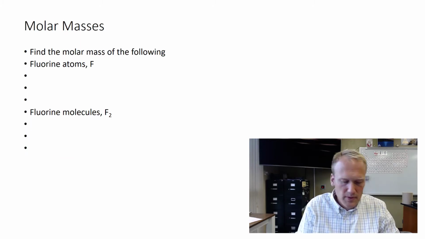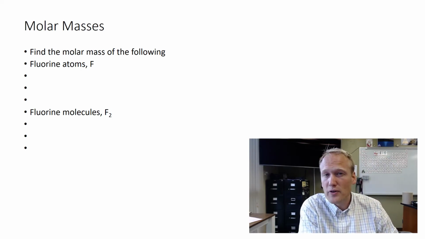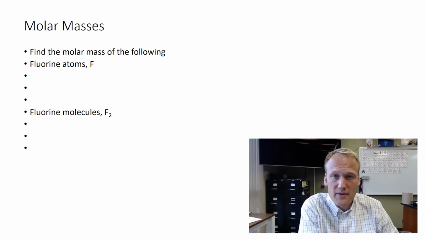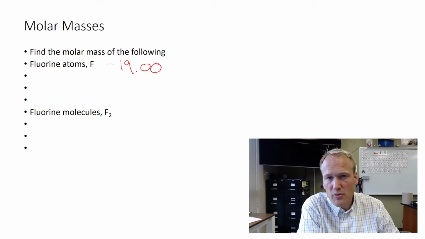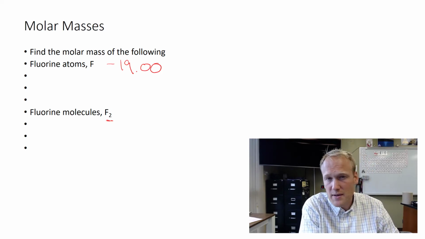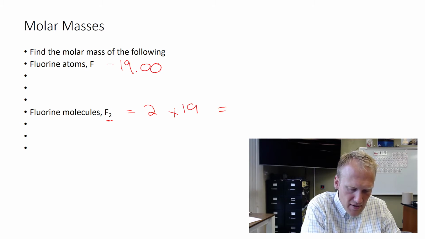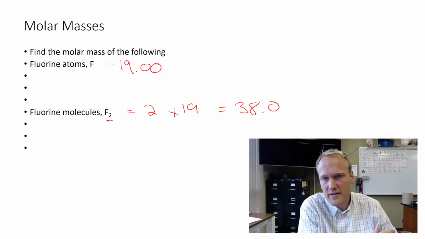Let's try a couple. Fluorine. Notice in this one there is only one fluorine atom, and therefore all we have to do is look at the periodic table and write down the molar mass. On the periodic table, the molar mass of fluorine is 19. But let's suppose we have a fluorine molecule. In other words, F with a subscript of 2, telling us there's 2 fluorine atoms. In this case, we'd take 2 times 19, and we would get 38 for the total mass of this molecule.